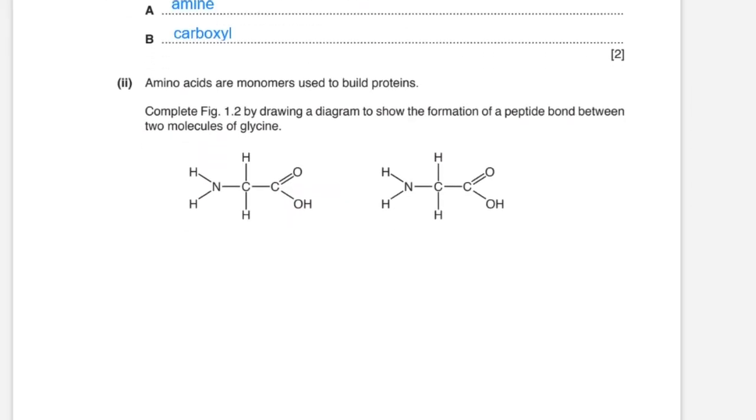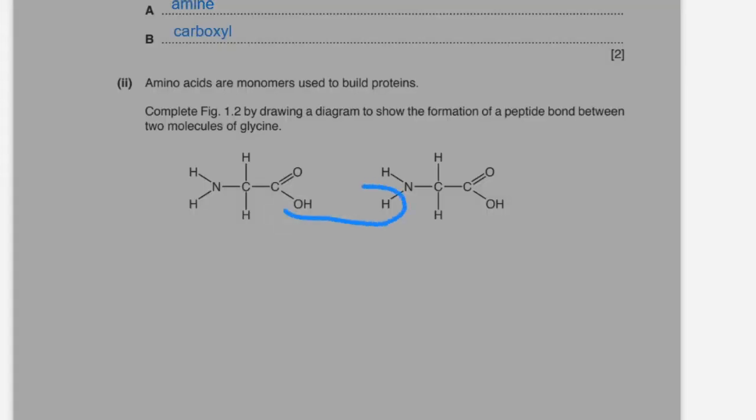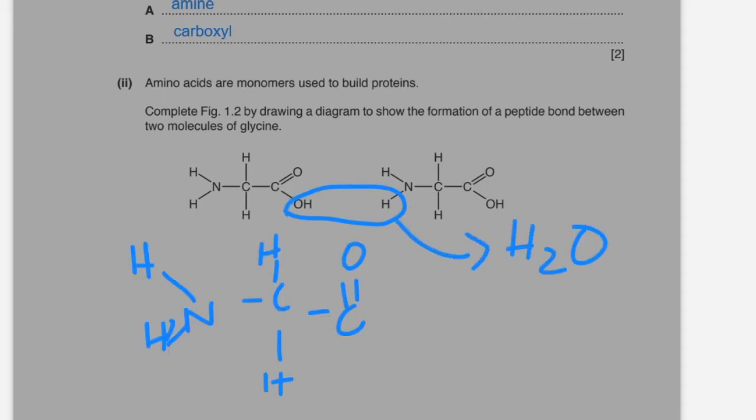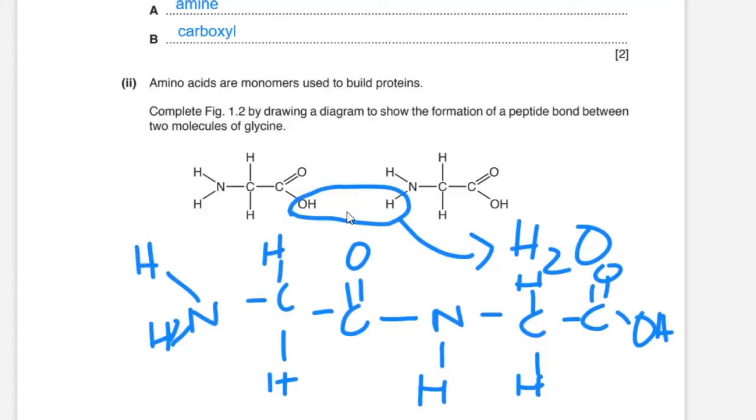Two amino acids are monomers used to build proteins. Complete figure 1.2 by drawing a diagram to show the formation of a peptide bond between the two molecules of glycine. So what happens here is the OH from the carboxyl binds with either of the two hydrogen atoms of the amine group of the next amino acid. And so I'll include the lower hydrogen atom in this bond, which forms water. And then you've got a bond between carbon and the nitrogen of the next amino acid. This bond would be known as the peptide bond.